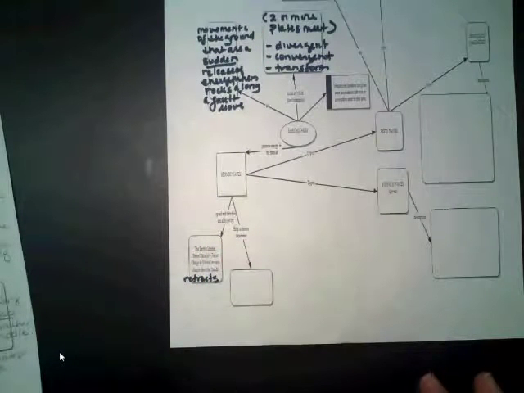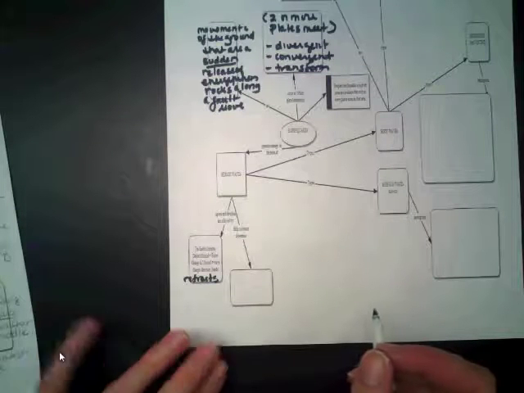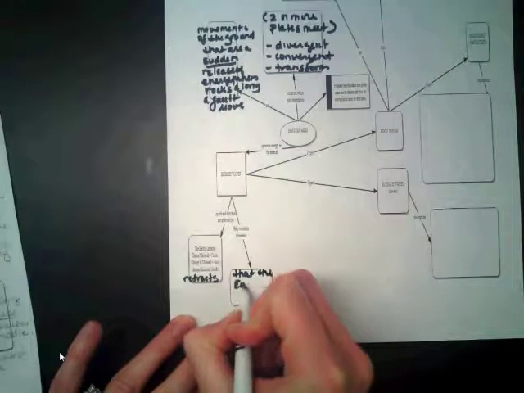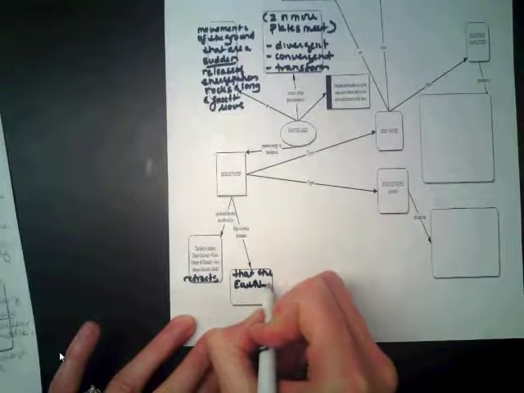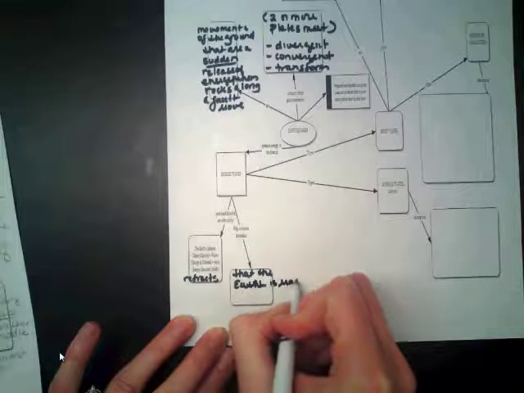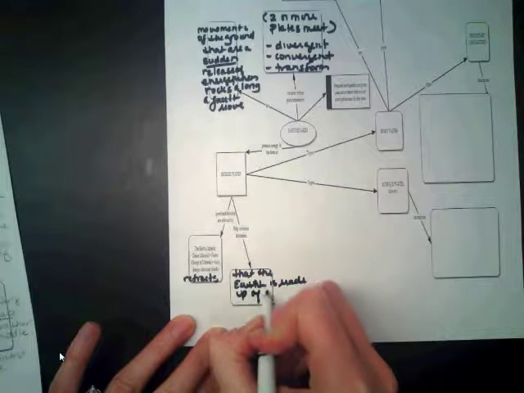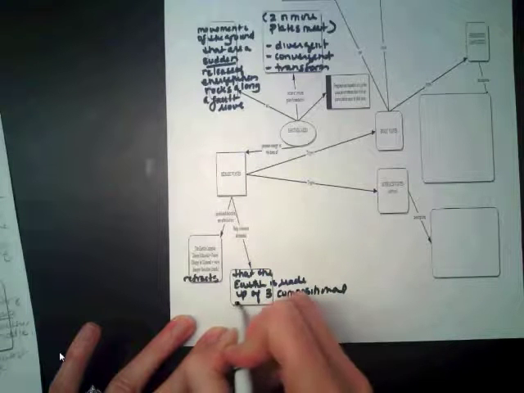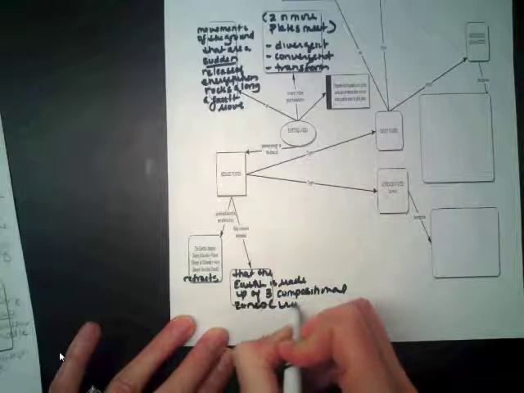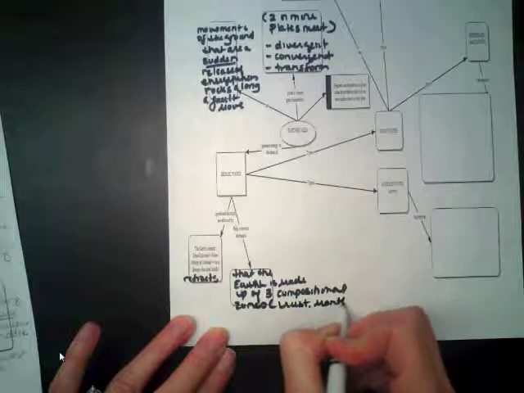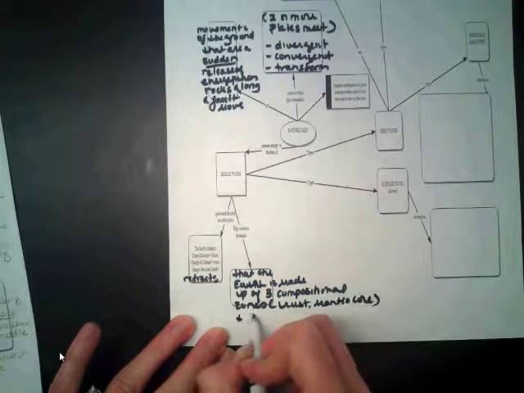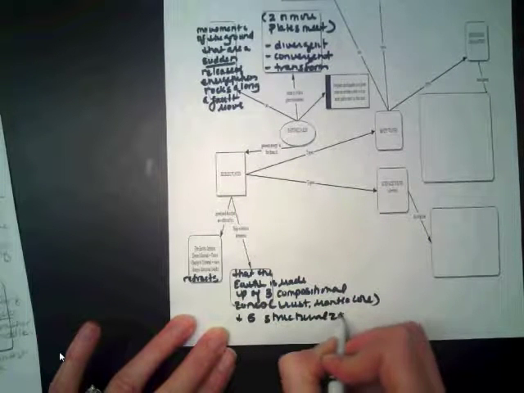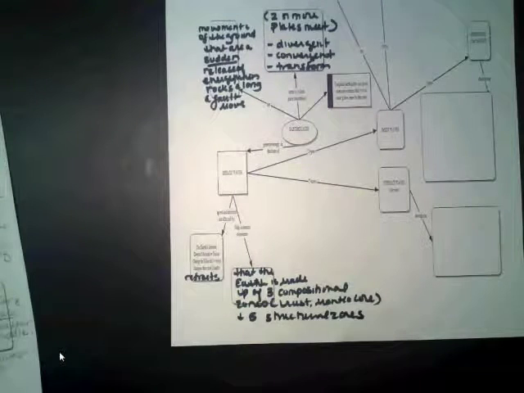So seismic waves help scientists determine that the Earth is made up of three compositional zones, which is the crust, the mantle, the core, and five structural zones. And that'll be the lithosphere, the asthenosphere, etc.